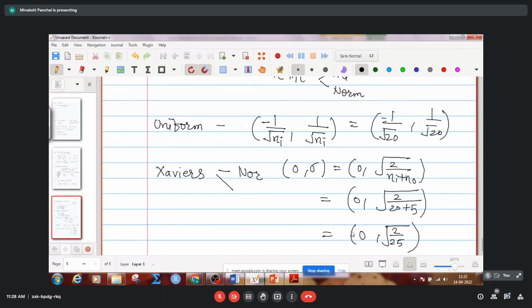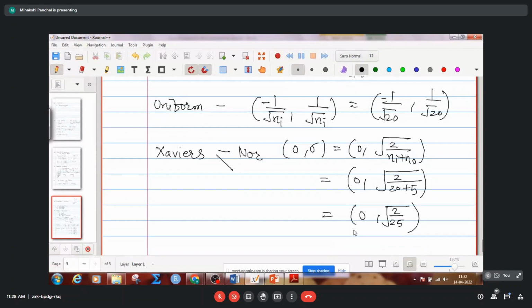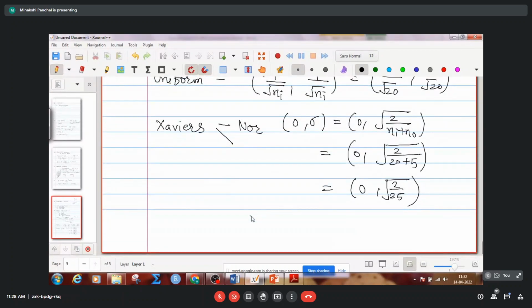In a similar way, you can write down all other formulas. We know the other formula: 6 by... For Xavier's uniform, it is minus under root of 6 by Ni plus No, comma, plus under root of 6 by Ni plus No. So you can just put in the values: minus under root of 6 by 25, comma, under root of 6 by 25. This gives me the range of weight initialization.